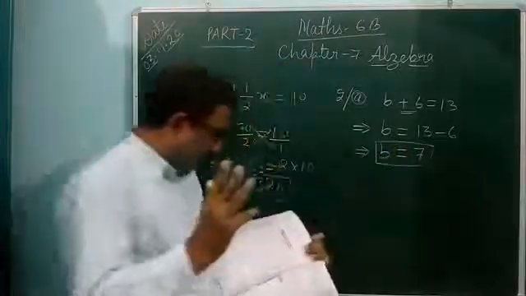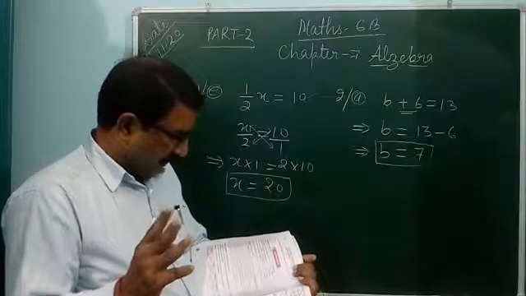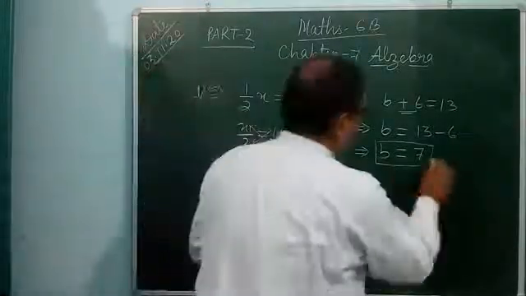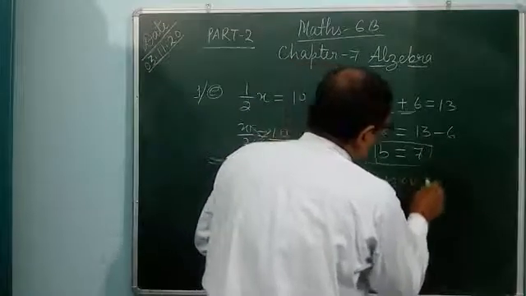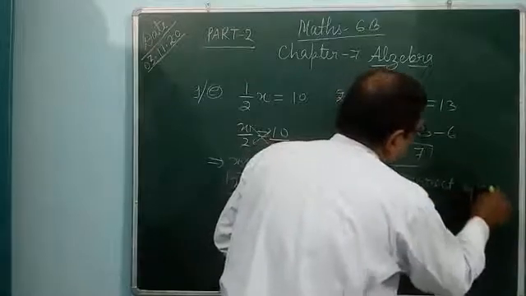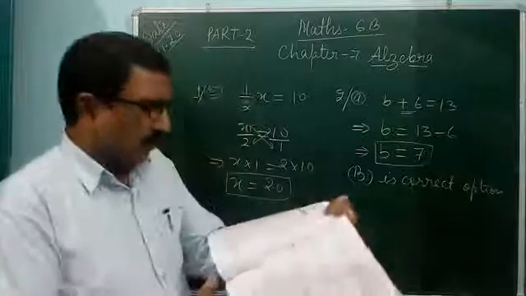So b is equal to 7. There are 3 options given, A, B and C. So B is correct, b is equal to 7 is coming. So B is the correct option. Like that in the table, you can write it in the column.